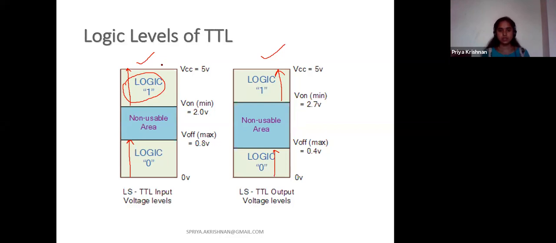This is for the input side, this is for the output side. If my gate is giving output between these areas, it won't understand. These levels are not used. So only two conditions it can take. When the voltage level is between 2.7 to 5 volts, it will take it as 1. When the voltage level is between 0.4 to 0 volts, it will take it as 0. This is for the logic level of TTL. If you are having the TTL family, then this logic will apply.